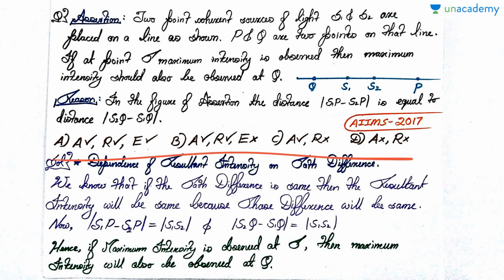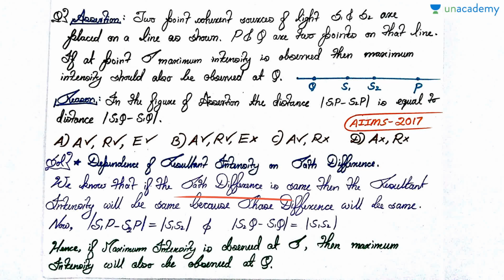All right. And these are the four options that you have to check, the standard assertion reason options. So as usual, pause the video, attempt the question, and then we'll discuss the solution. Alright, so I hope that you have attempted the question. In order to solve this question, you need to know the dependence of resultant intensity on path difference. That is very, very important.